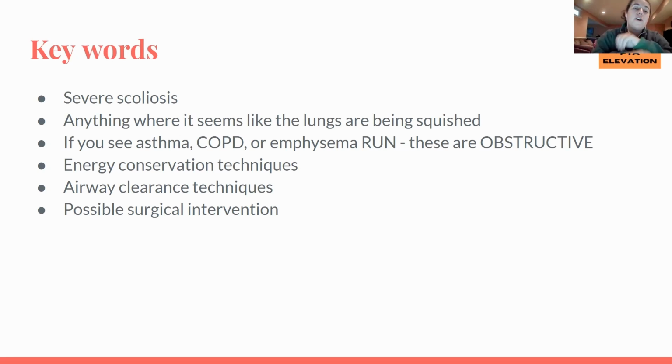Hint, nudge, nudge. And then the last thing would be any sort of possible surgical intervention. So again, we talked about this could be with scoliosis, putting rods in, something like that to expand the area where the lungs can expand. That's another thing we want to think of, that it could be restrictive because we need to literally get in there and, well, not we, the surgeons, and fix it.